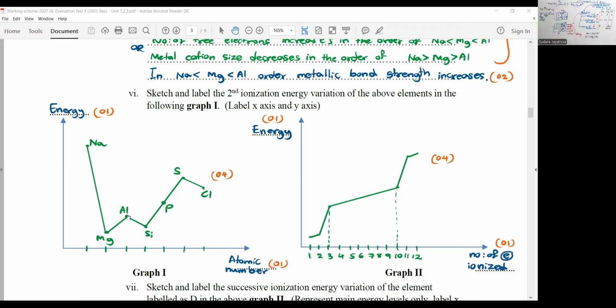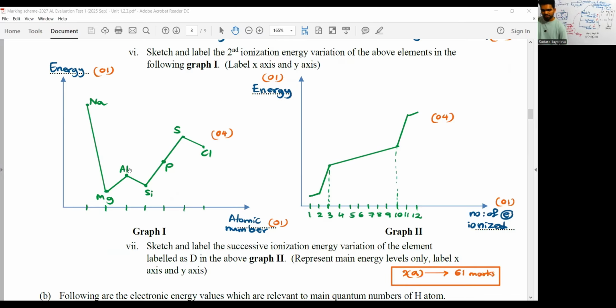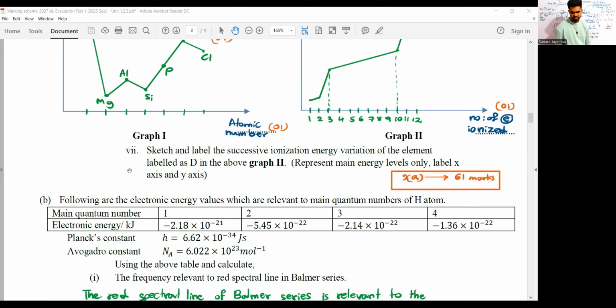When we do the second ionization of aluminium, we are removing an electron from aluminium plus, and aluminium plus has the magnesium stable configuration. Then sulfur plus has the phosphorus stable configuration. That's why their ionization energies are higher than the adjacent ones. They will name the axes also, and marks are given for that too. Then you have another graph to draw, as the seventh question.